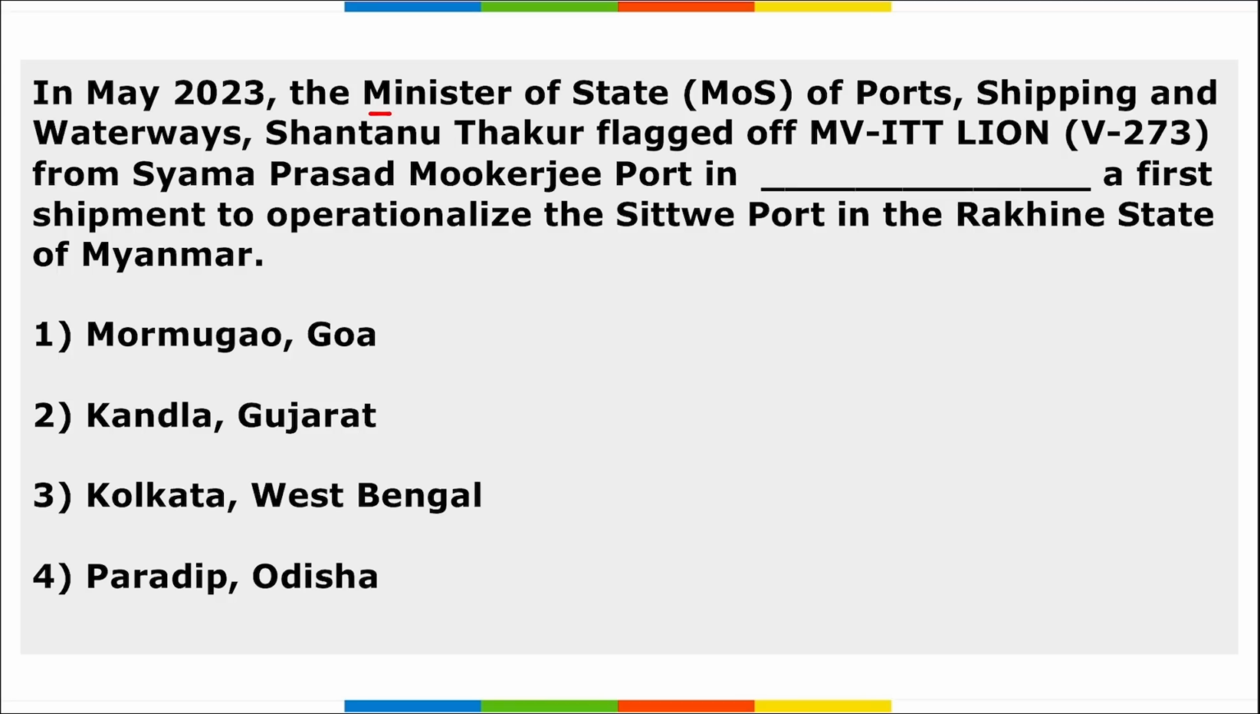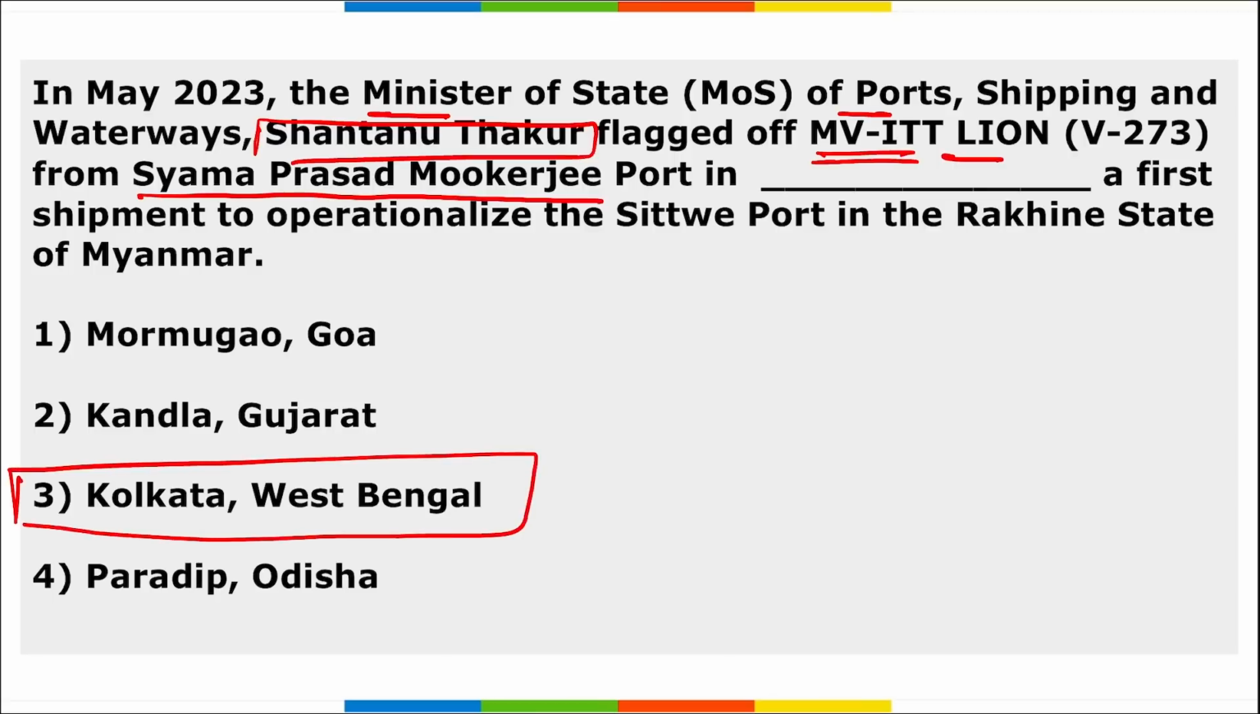Next, the Minister of State for Ports, Shipping and Waterways, Shantanu Thakur, flagged off the MV IT Lion from Syama Prasad Mukherjee Port that is located in Kolkata, West Bengal. See, direct question, static question. This Syama Prasad Mukherjee Port is located in Kolkata, West Bengal. And from there, recently, the first shipment to operationalize the Sittwe Port in Myanmar was launched, and it is MV IT Lion V273.